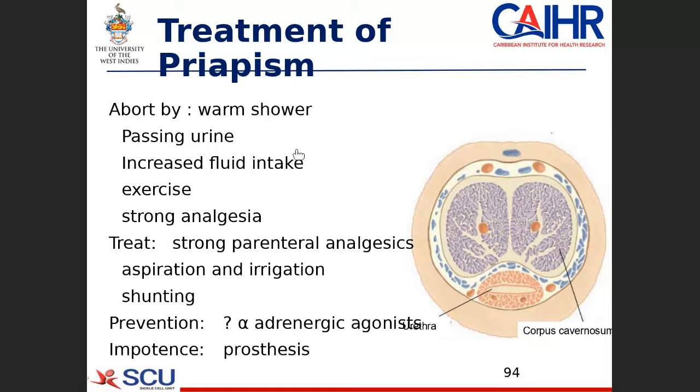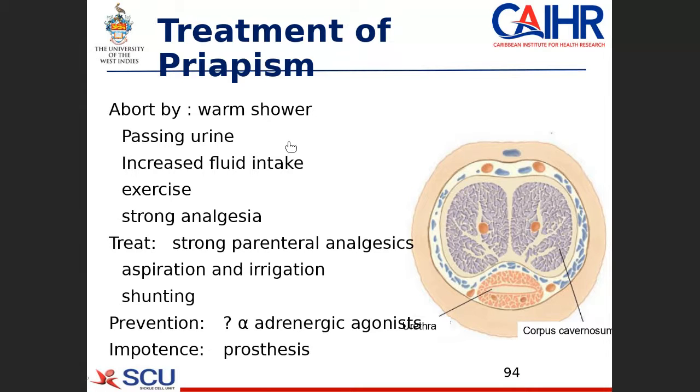If they're not responding to these simple home measures, then other things such as aspiration, irrigation and shunting by the surgeons will be necessary. For those persons who have recurrent stuttering episodes, yes, you have to speak with the surgeons. They insert a needle and do some sort of irrigation procedure. When you get to surgery, you can ask about that.